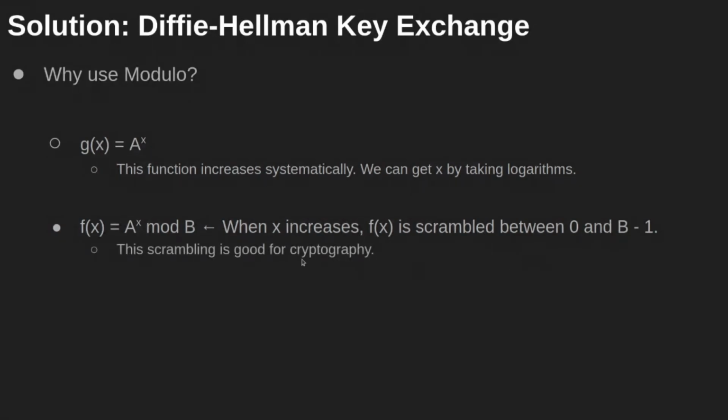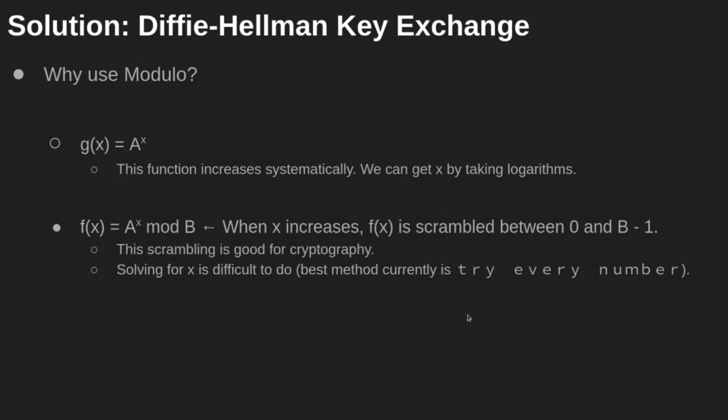And this scrambling is really good for cryptography because solving for x in this case is really difficult to do. The best method currently is to just try every number. And when you end up using really, really big numbers, it gets really difficult to actually find x because you have to try every number, right? And this is called the discrete logarithm problem.